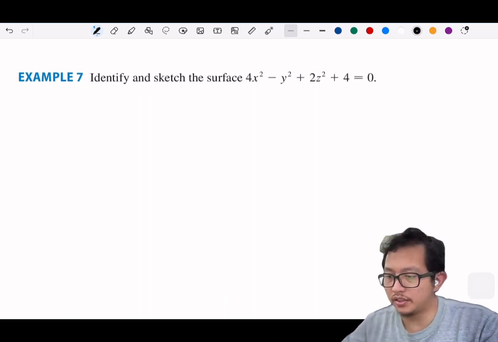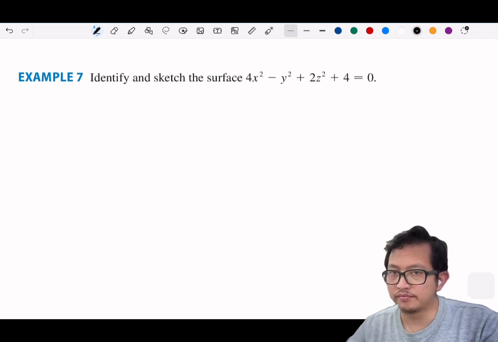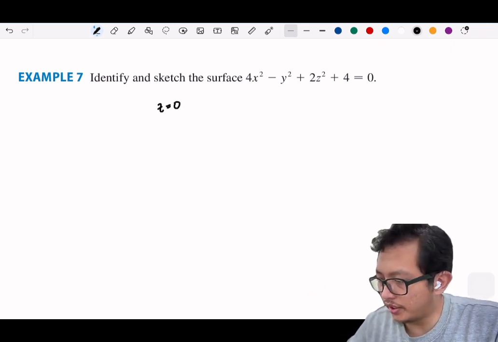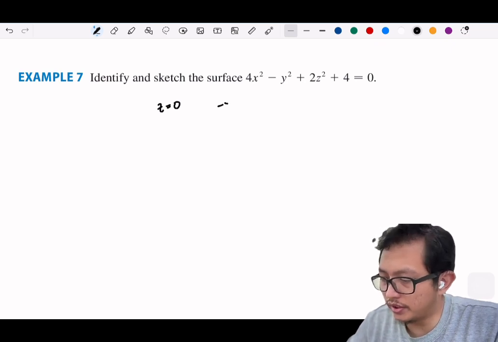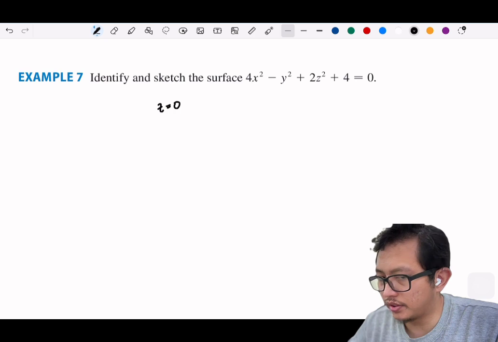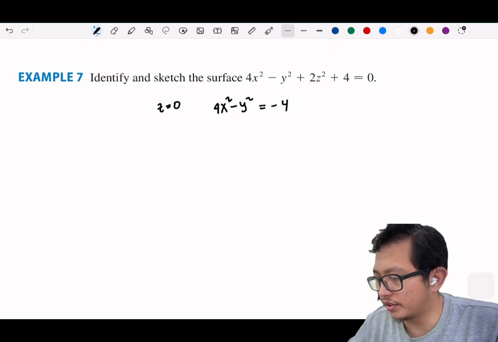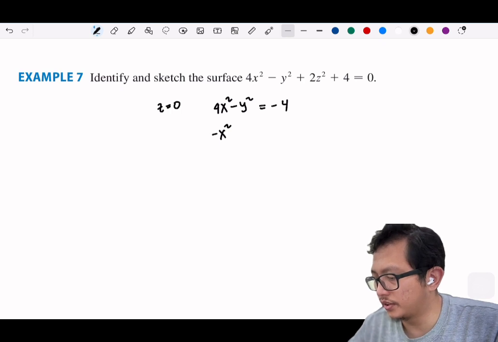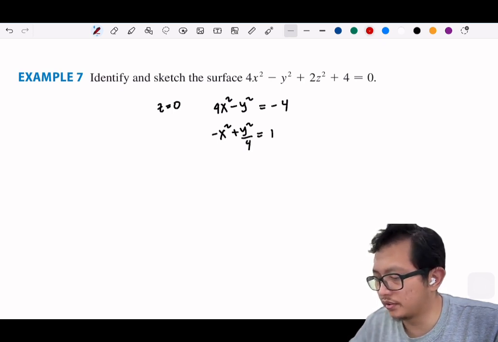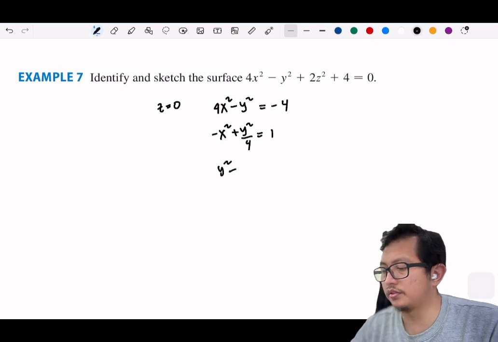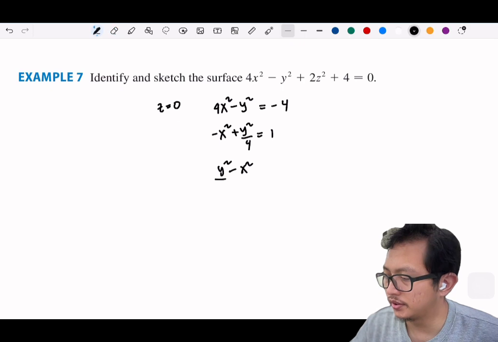Okay. Lastly, is this surface. So first, like usual, we can take z equals 0. So we have 4x squared minus y squared equal negative 4. Right? So this will be x squared, and I will make it positive and divide by 4. So we have another hyperbola, right? This is a hyperbola for y squared minus x squared.